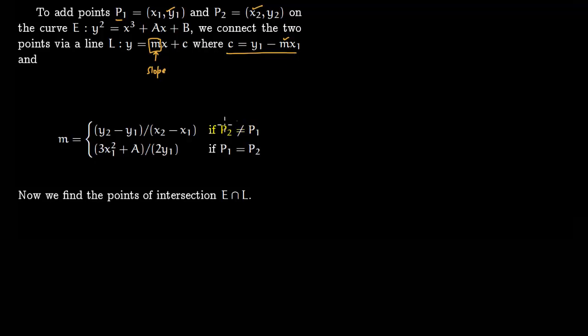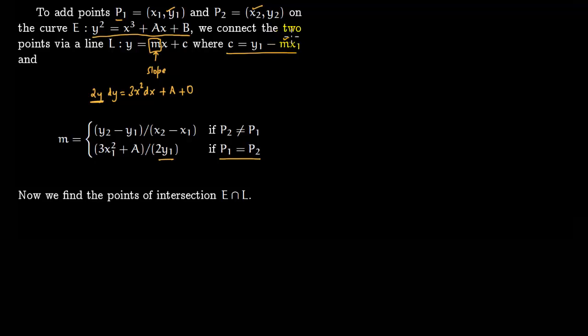The slope you compute in two cases. If P2 and P1 are not equal, you have this formula, delta y over delta x, so (y2 minus y1) over (x2 minus x1). If the two points are equal, then you have to implicitly differentiate this. So you get 2y dy is equal to 3x squared dx plus a; the differential of b would just be 0. Now you compute dy by dx, and this is what you get: (3x squared plus a) divided by 2y. Plug in the first point, (x1, y1), and this is what you get. So if the points are equal, you get this m.